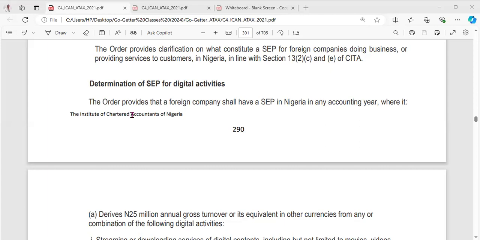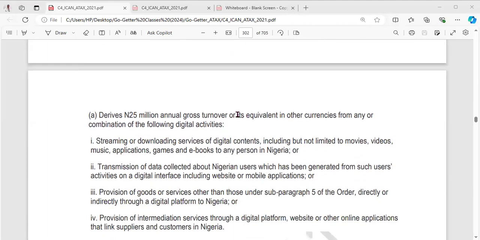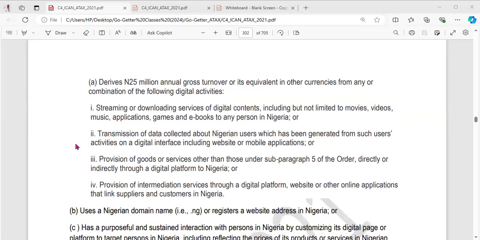The order provides that a foreign company shall have a significant economic presence in Nigeria where, one, it derives a gross annual income turnover of 25 million naira or its equivalent in other currencies from any combination of the following activities. So looking at all these combinations, once you hit the 25 million naira gross turnover, then you can be said to have significant economic presence. One, streaming or downloading services of digital contents, including movies, videos, music, applications, games, ebooks to any persons in Nigeria.